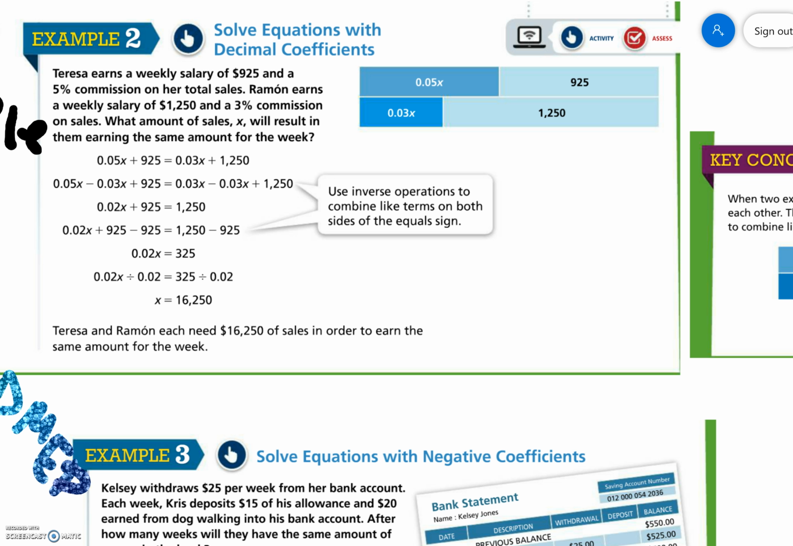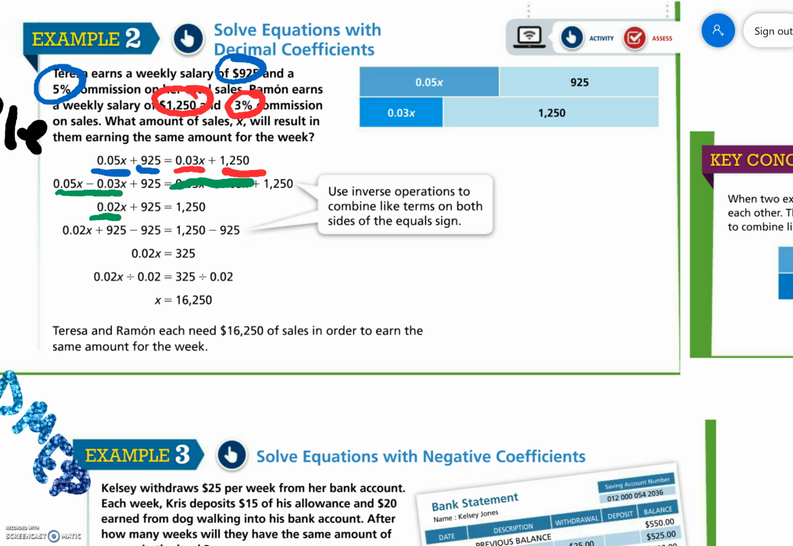So Teresa has 925, so that's where that 925 comes from, and a 5% commission. Percent, change it to a decimal, it'll be 0.05, and X is how much she sells. Ramon's got 1,250, that's what he's starting with, and then the 3% commission. Same thing, percent, divide by 100, 0.03. To get X by itself, we're going to subtract 0.03x from both sides, so it cancels out here. And 0.05 minus 0.03 gives us 0.02.